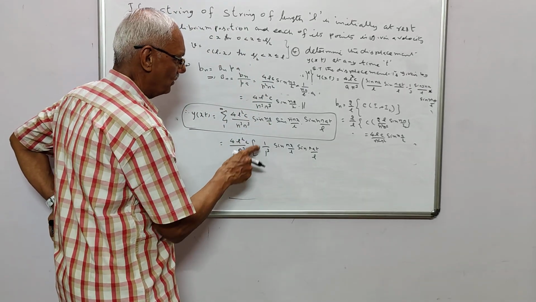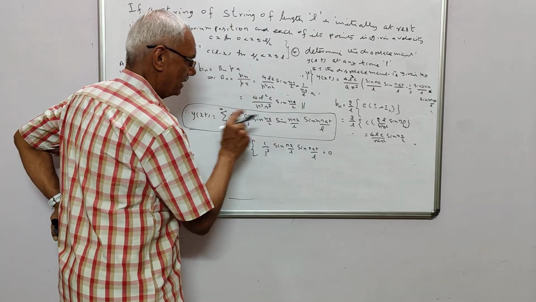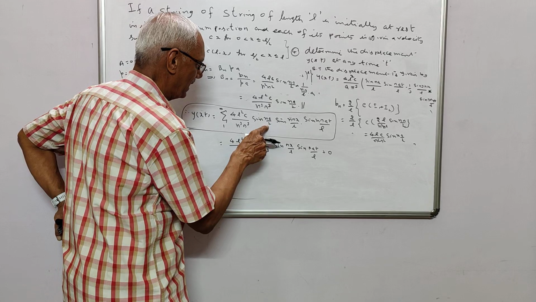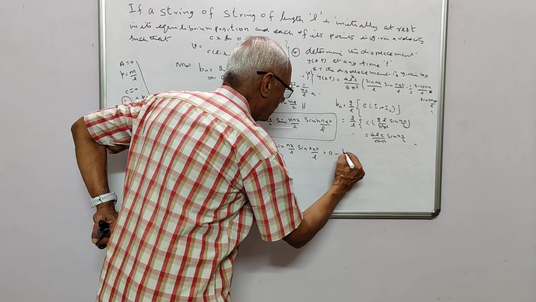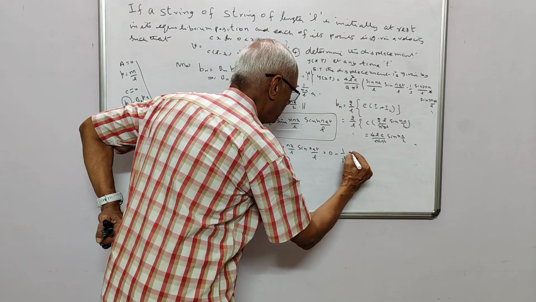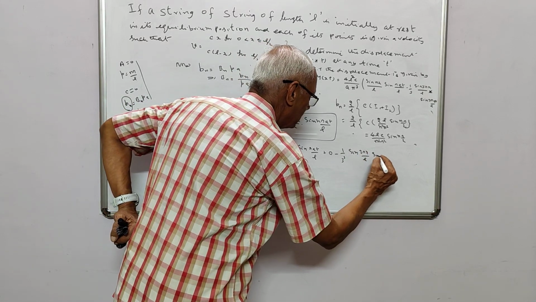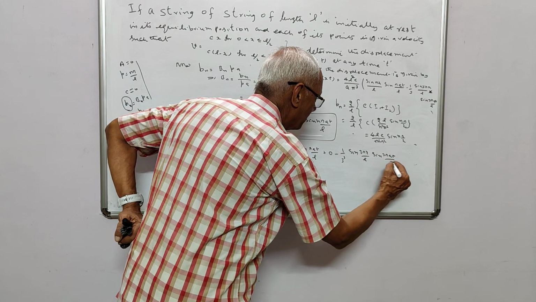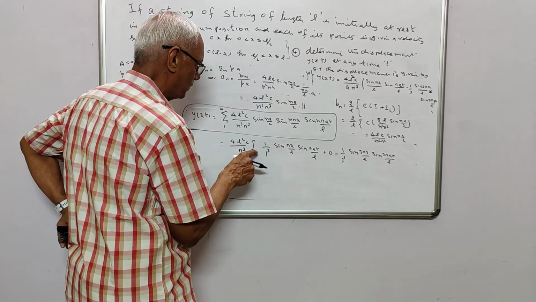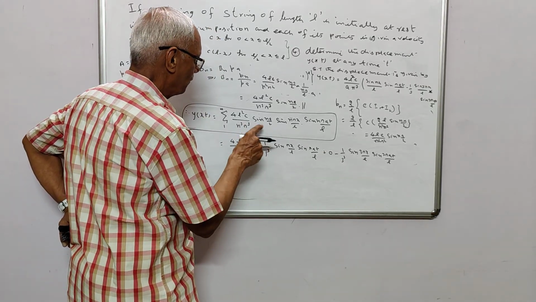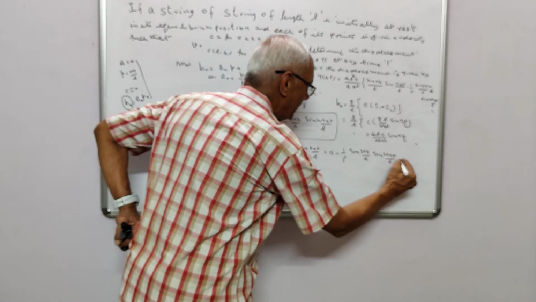Then put n is equal to 2. When you put n is equal to 2, it is 0. When you put n is equal to 3, 3 pi by 2 gives minus. So when you give 3, it is minus 1 by 3 cubed into sin(3 pi x/L) into sin(3 pi a t/L). Then when you put n is equal to 4, sin(2 pi) is 0, so the next one will be 0.